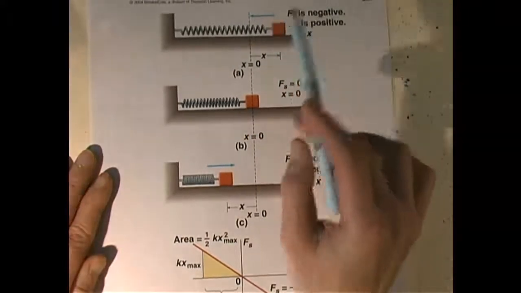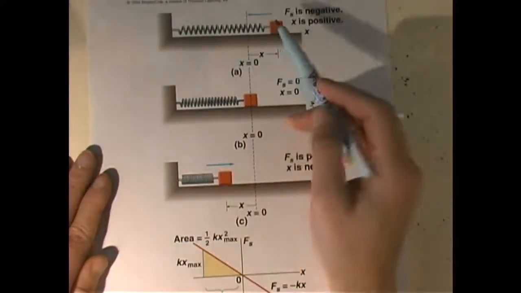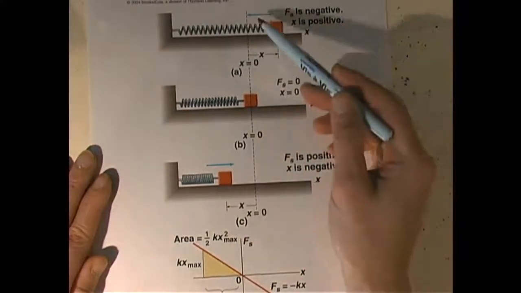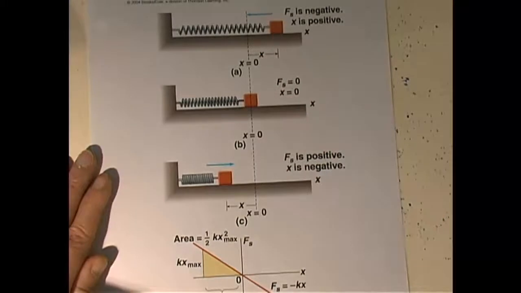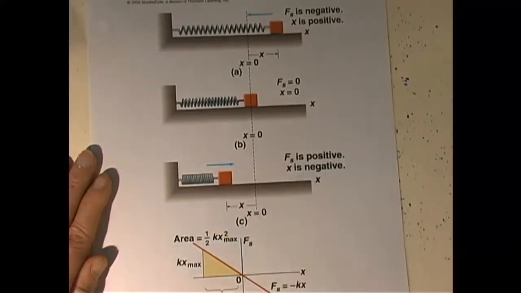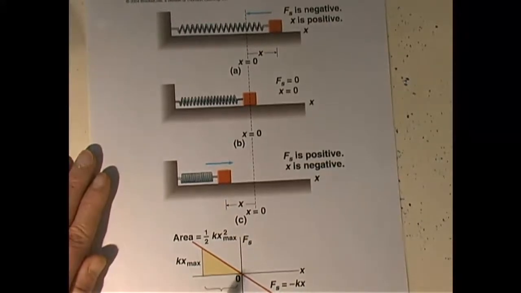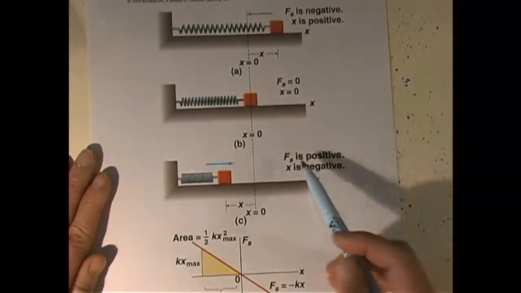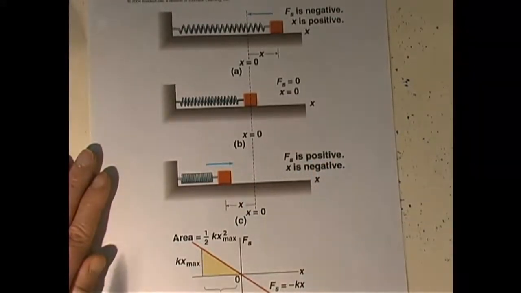So there is an elastic force from the spring. The spring tries to pull the block back, and that force points to the left because it tries to pull back. And when the block is on the left side of the origin and the spring has been compressed, the spring tries to push it back, so the force is to the right. So we say Fs is positive when x is negative. The other one, Fs is negative when x is positive.